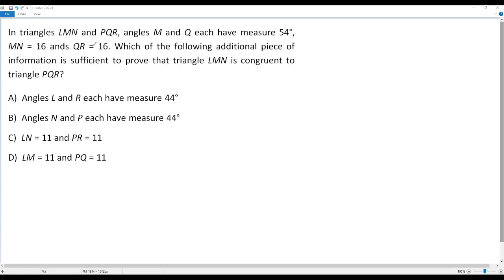In triangles LMN and PQR, angles M and Q each have measure 54 degrees, MN equals 16 and QR equals 16. Which of the following additional pieces of information is sufficient to prove that triangle LMN is congruent to triangle PQR? To solve this problem, first let's draw the two triangles LMN and PQR.